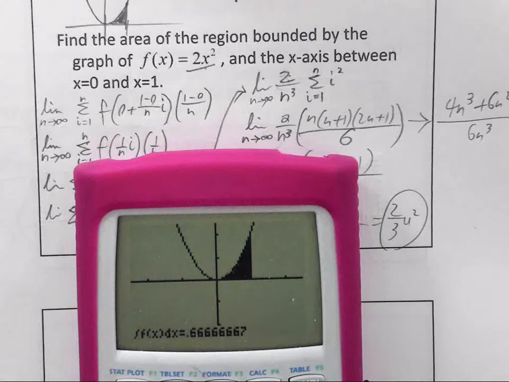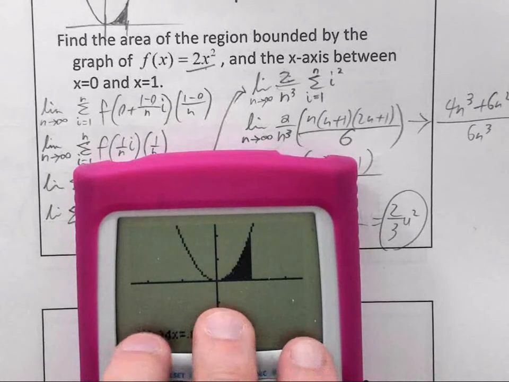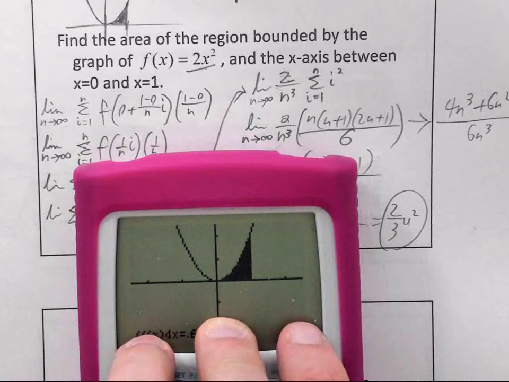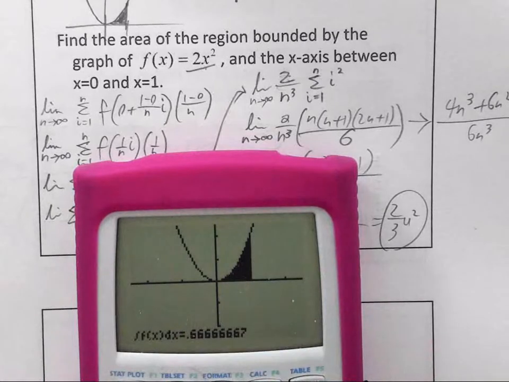We could always just do no calculator on the test. No, it's okay. That's me. But this is a good way to check your answers if you have specific numbers for boundaries like that.